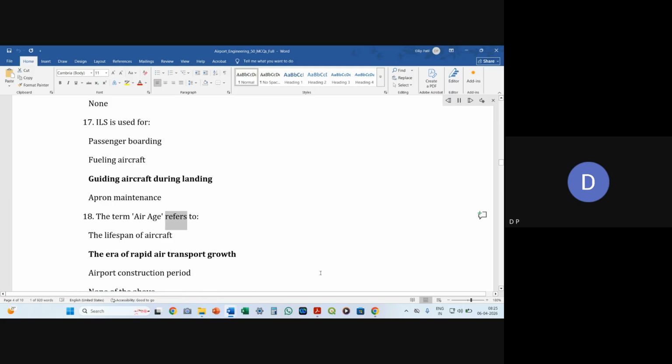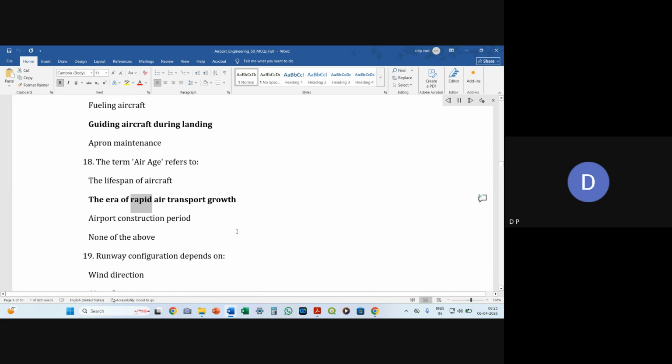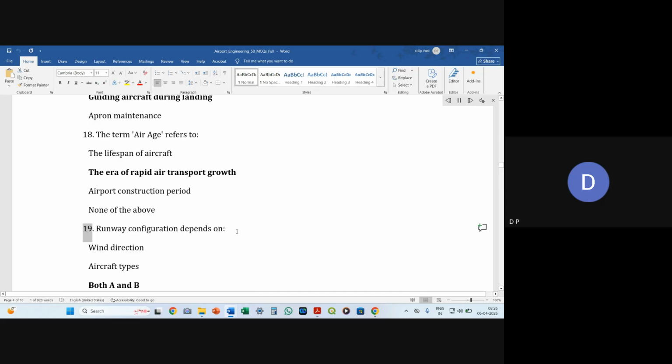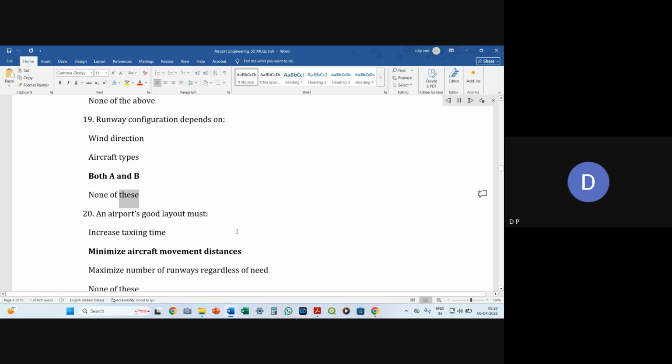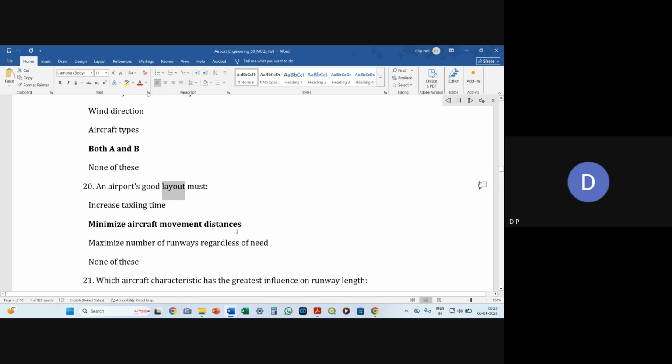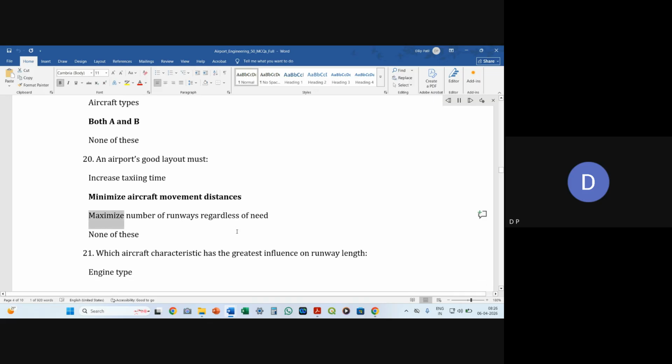18. The term air age refers to the lifespan of aircraft, the era of rapid air transport growth, airport construction period, none of the above. 19. Runway configuration depends on wind direction, aircraft types, both A and B, none of these. 20. An airport's good layout must increase taxiing time, minimize aircraft movement distances, maximize number of runways regardless of need.